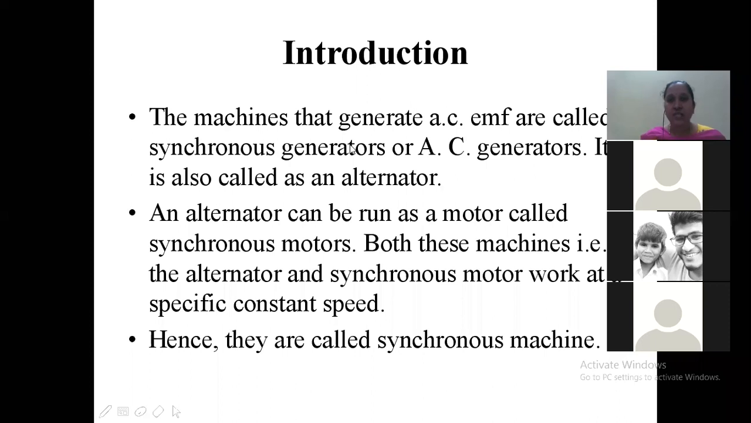The machines that generate AC EMF are called synchronous generators or AC generators. So it is also called an alternator. An alternator can be run as a motor, called a synchronous motor. But these machines, the alternator and the synchronous motors, work at a specific constant speed. Hence they are always called synchronous machines.